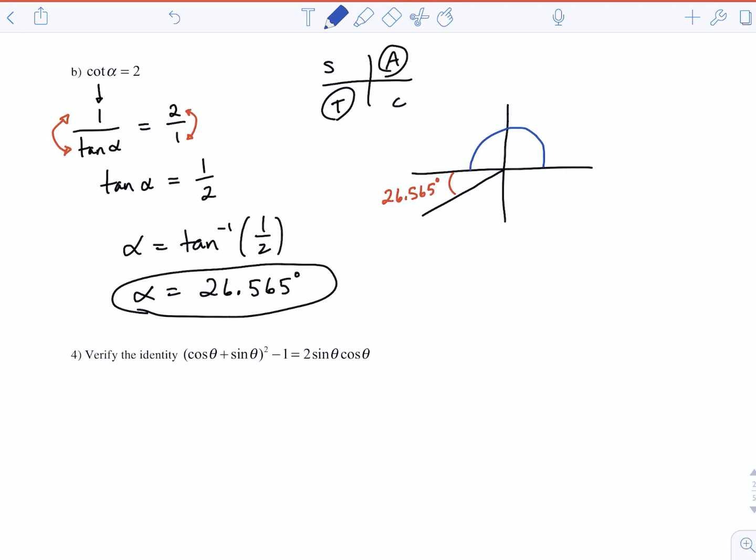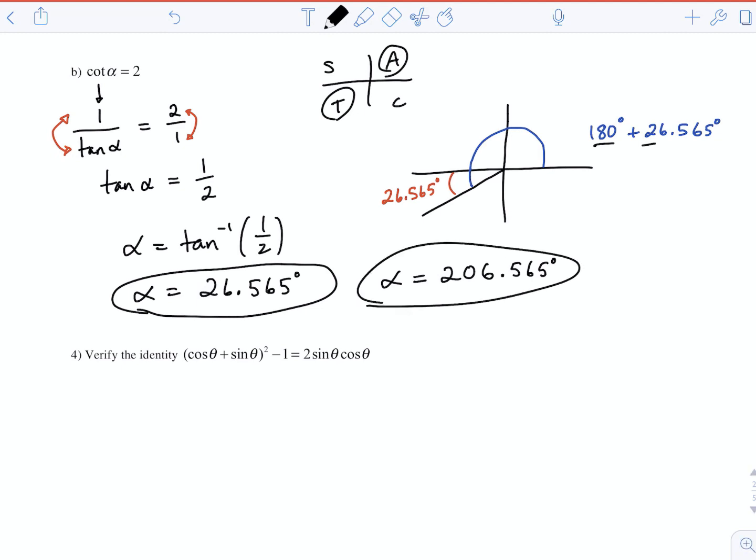So this, if I stopped right there, is 180. Then you need to keep going an extra 26. So it's going to be 180 plus the 26.565. I think I could do that without a calculator. So if it was 180 plus 20, that would be 200. And then it would be 206.565. And there are the two solutions for that one.